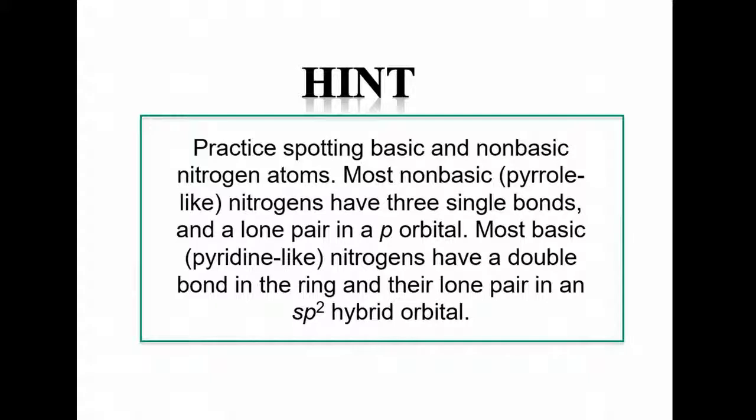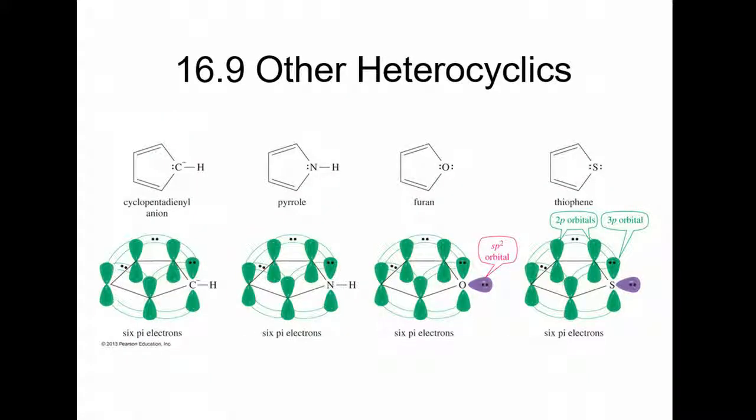Here's the hint they gave you: practice spotting basic and non-basic nitrogen atoms. Most non-basic pyrrole-like nitrogens have 3 single bonds. It's kind of a clue. It looks like it's sp3 hybridized because it is, but it kind of isn't, because the lone pair gets preoccupied in the resonance, so it becomes slightly sp2 hybridized. The most basic pyridine-like nitrogen has a double bond in the ring, and its lone pair is sticking out in an sp2 hybrid orbital. We're going to stop here and talk about other heterocyclic compounds when we come back in the next video.